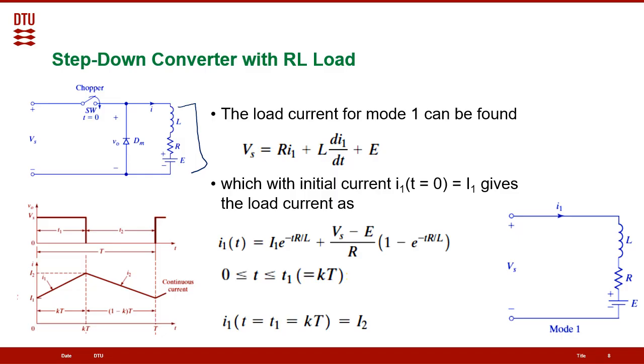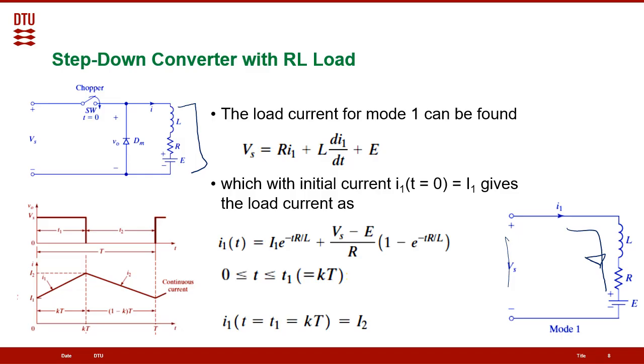Now we can see that this circuit has two modes of operation. So we know that the switch will be on, off, on, off. So we can show that we can have two modes of operation or two circuits. When the switch is on, we will have this circuit. So this circuit means that the current will go from the voltage source, and it will go through the inductor, resistor, and the EMF.